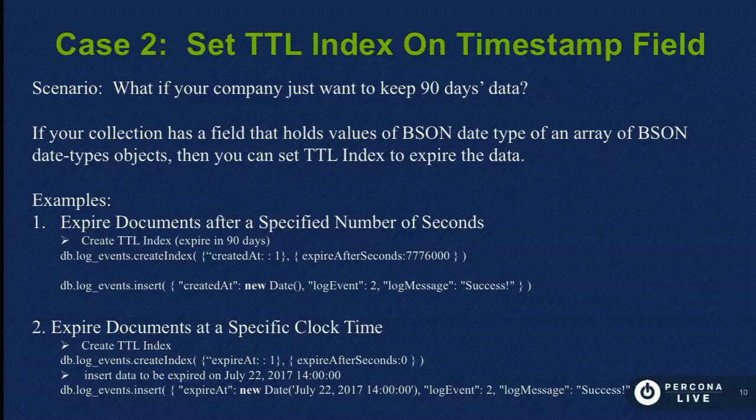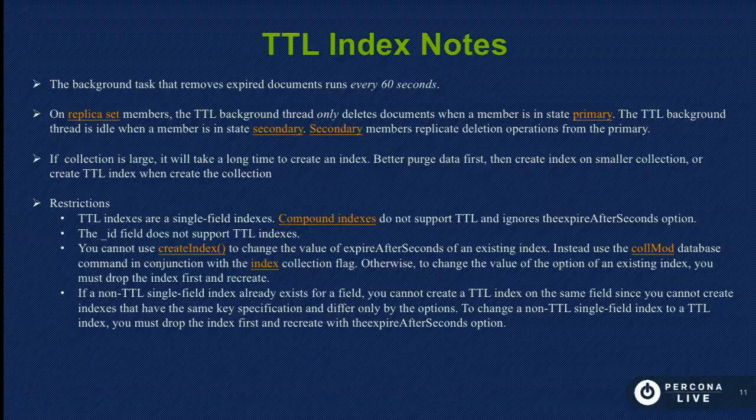Also you can expire documents at a time in the future. Here you can create an index and put a future date. When the date hits, this record will be deleted. So basically, if your company doesn't want to keep long-term data, you can use a TTL index, or you can archive the old data first, and then let TTL run the delete process in the background.